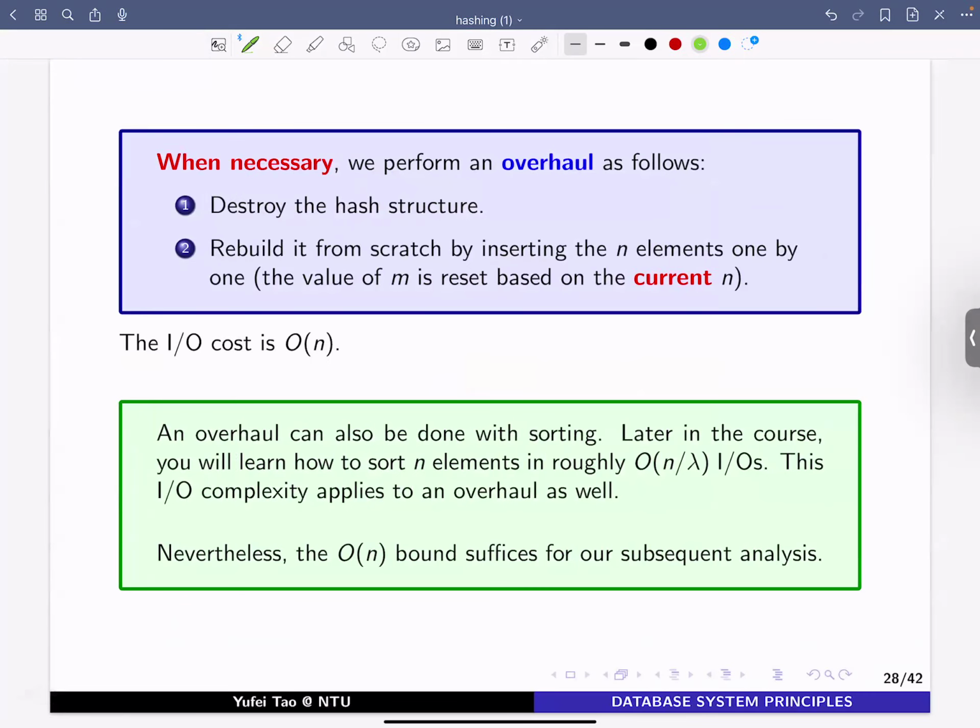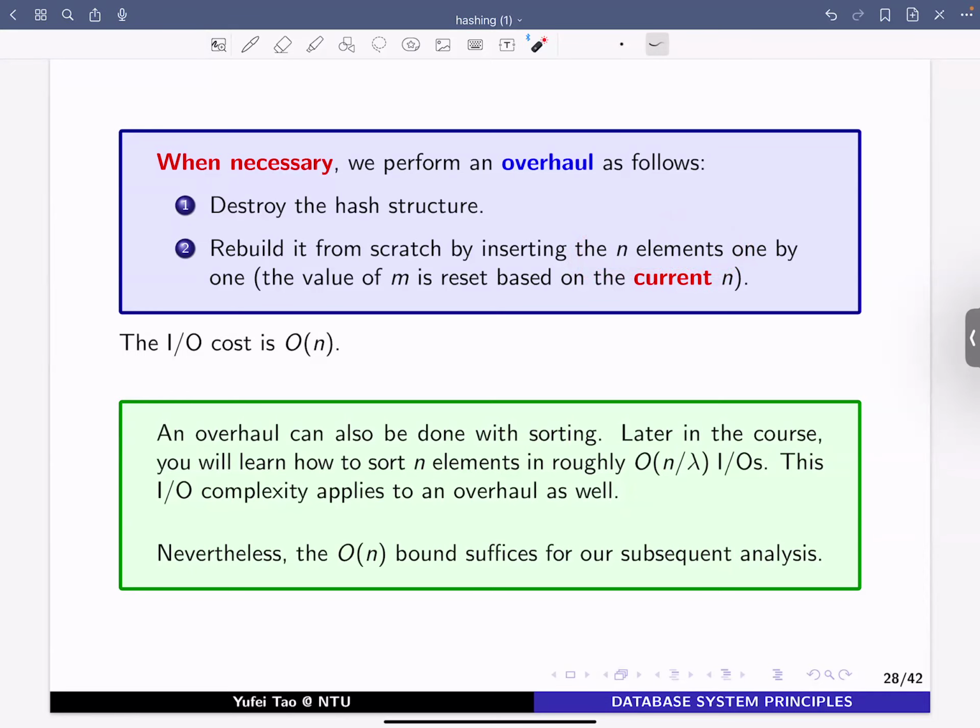The overhaul says that, whenever some special condition gets satisfied, it's time to do an overhaul. So overhaul is saying, I would destroy the whole hash structure, and then I will rebuild it from scratch. And how do I rebuild things? Well, simple, right? I just look at the current n elements in the data set at this time, and then I will insert them one by one into the data structure.